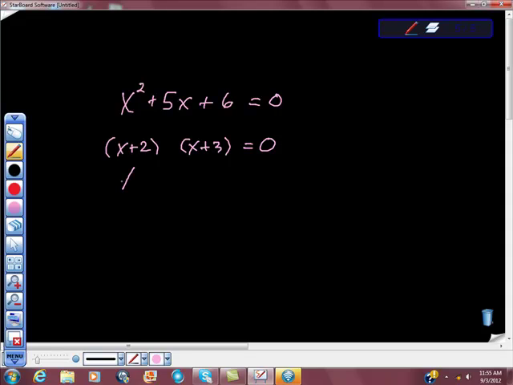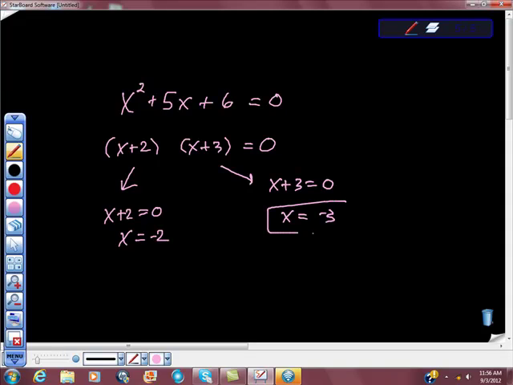We're going to pull this piece down here and set it up. x plus 2 equals 0 when x is equal to negative 2. We're just doing that little bit of algebra. And the same question over here. x plus 3 is equal to 0 when x is equal to negative 3. So our two zeros, or our two solutions, our two roots, are negative 2 and negative 3.